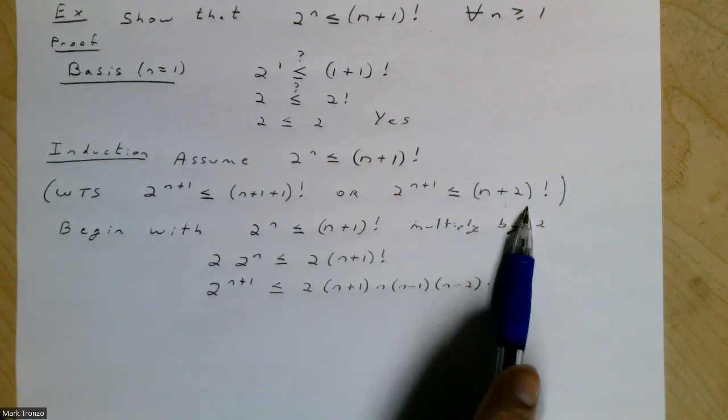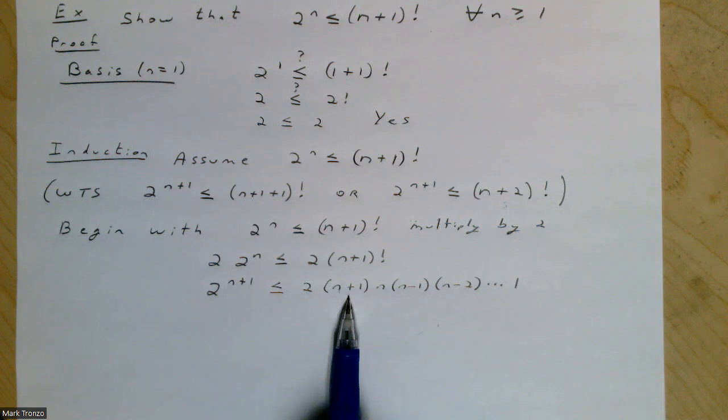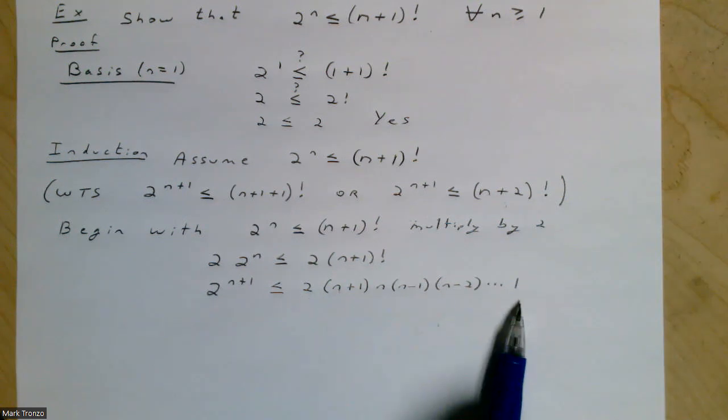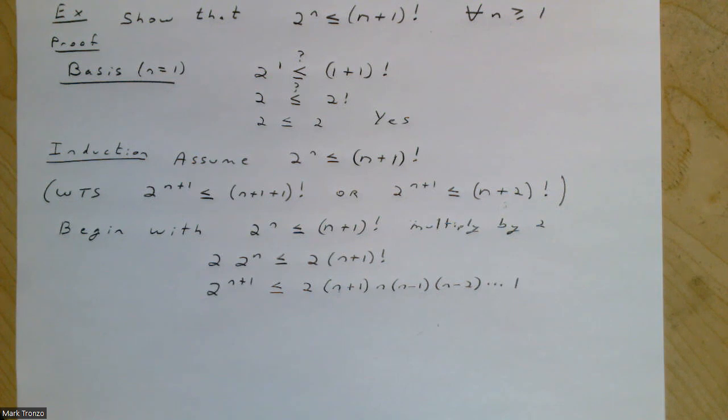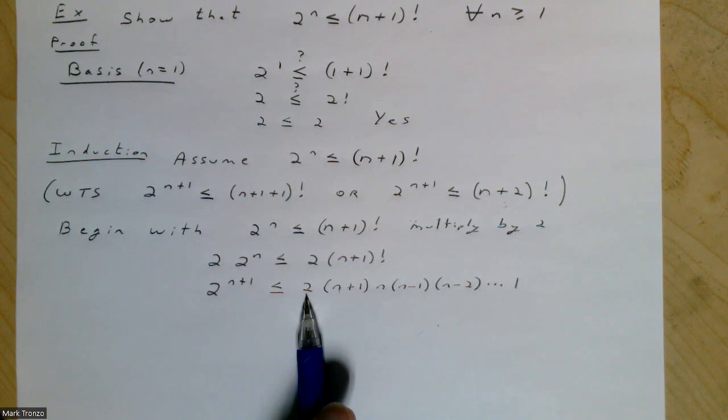But this is the same thing, except starting with n plus 2. Remember, if we had n plus 2 here, then times n plus 1 and n minus 1, then this would be n plus 2 factorial. But we have a 2 here. So now the question is, can we replace 2 with n plus 2?